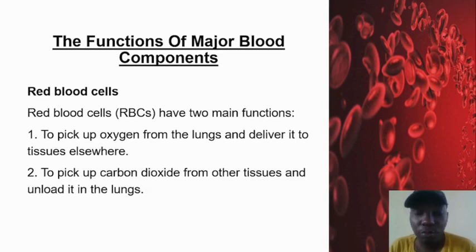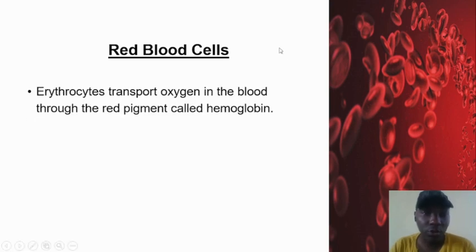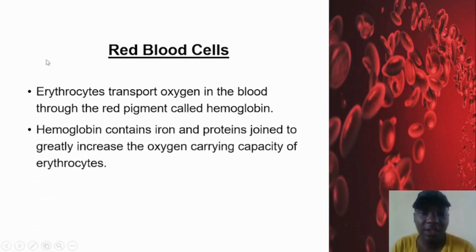Then the other function is to pick up the carbon dioxide from the other tissues and unload it into the lungs. So here is the explanation of how it happens. The erythrocytes, these red blood cells, transport oxygen in the blood through the red pigment called hemoglobin. The hemoglobin is the red pigment found within the erythrocytes that helps to transport the oxygen.